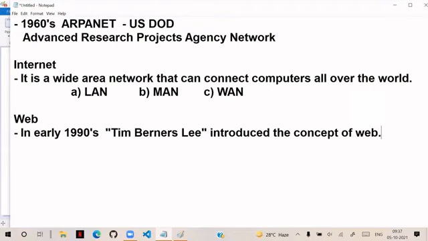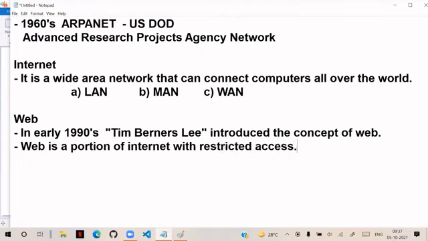What is actually the concept of web? Web is a portion of internet with restricted access. I will explain this point. Internet and web are different terms. Many times, people think internet means web, and that web and internet are the same. But they are not the same. Web is different, internet is different. Actually, web is a part of internet.